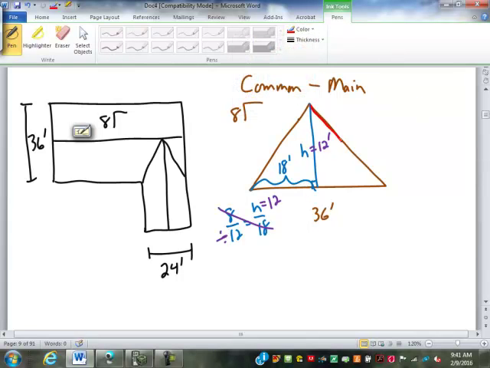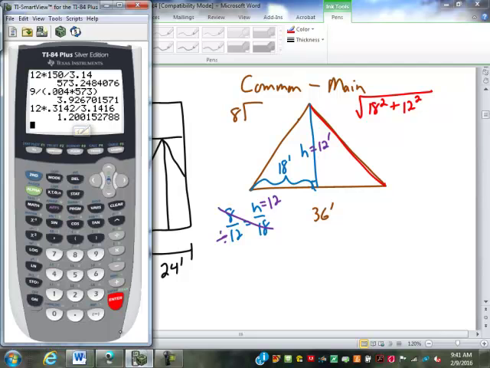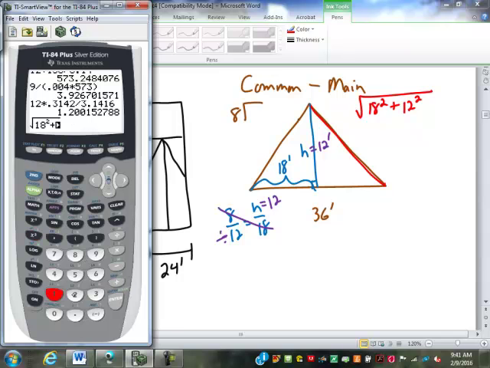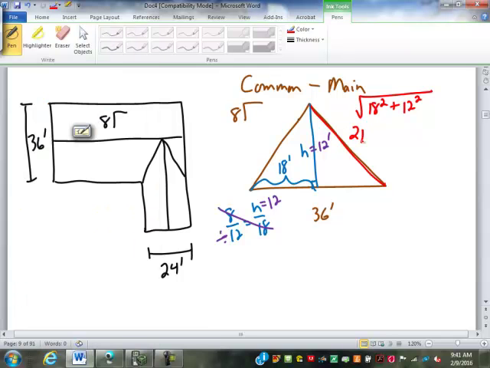So then the length of the common here is going to be found by doing the square root of 18 squared plus 12 squared. That gives 21.633. So that's this right here, 21.633 feet.